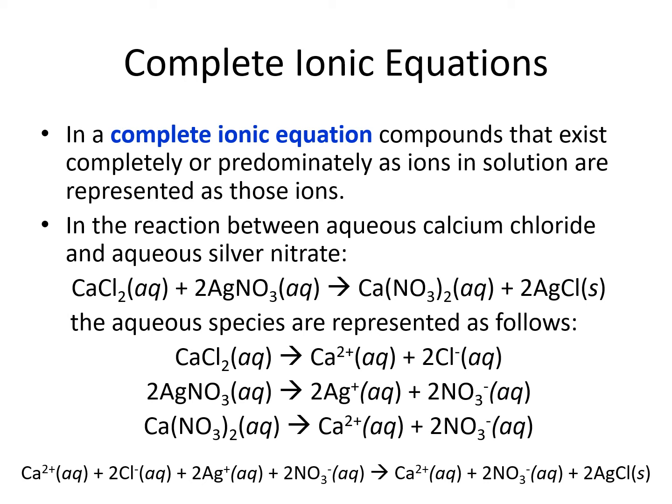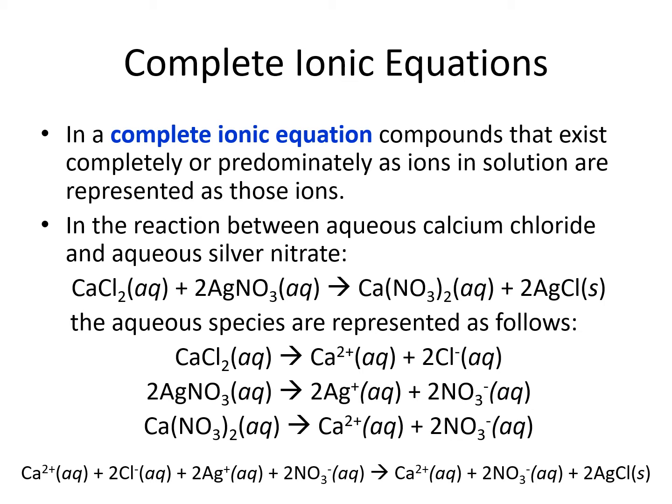The second way to write ionic equations is as a complete ionic equation. A complete ionic equation represents the ions the way they really are in the solution, that is, as individual ions. Anything that is both ionic and aqueous breaks up into individual ions, and we write it that way. Instead of writing the CaCl2 together, we're going to write it as 1 calcium ion and 2 chloride ions.